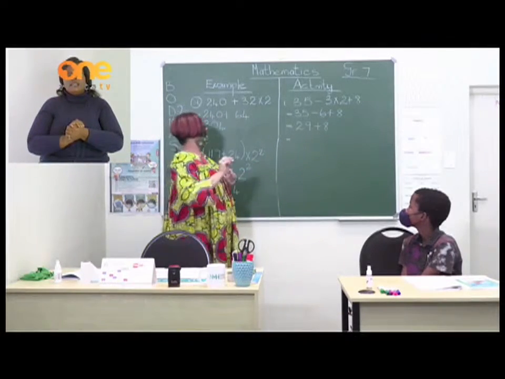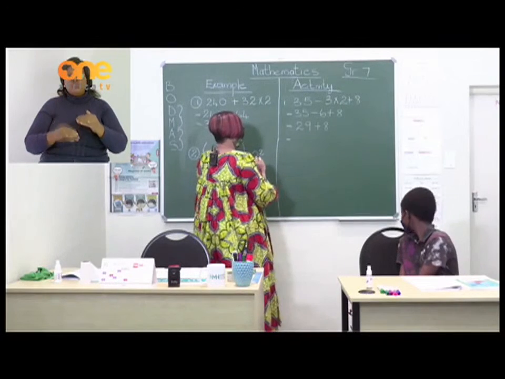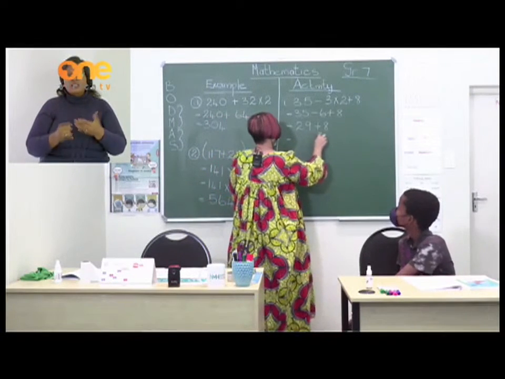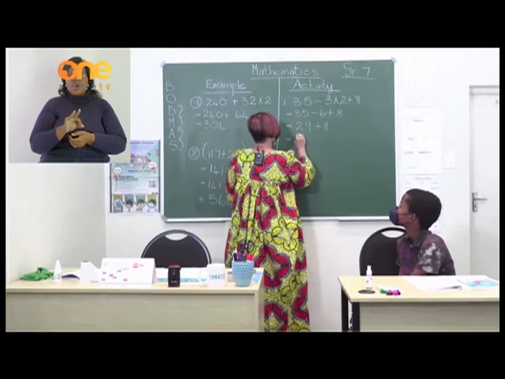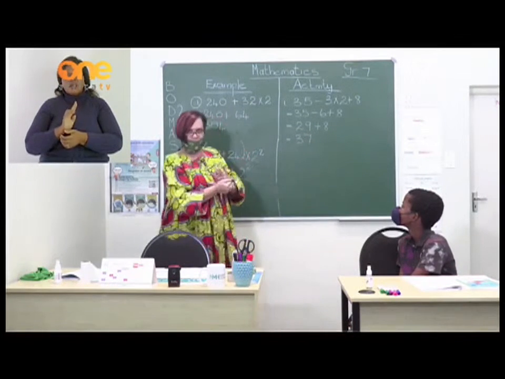So we do our addition, the only one that's left. 29 plus 8 is equal to 37. You have the answer?